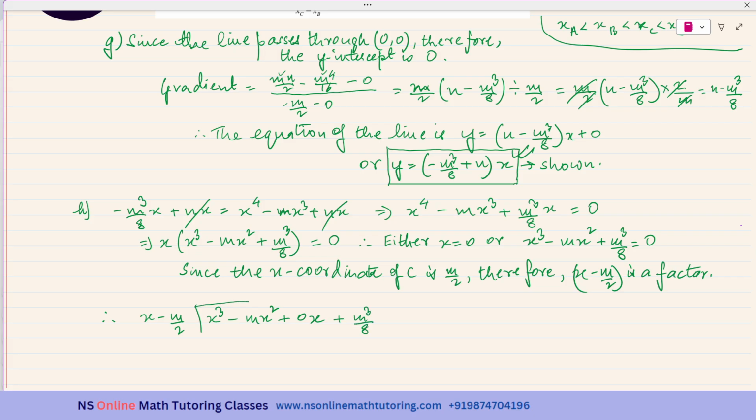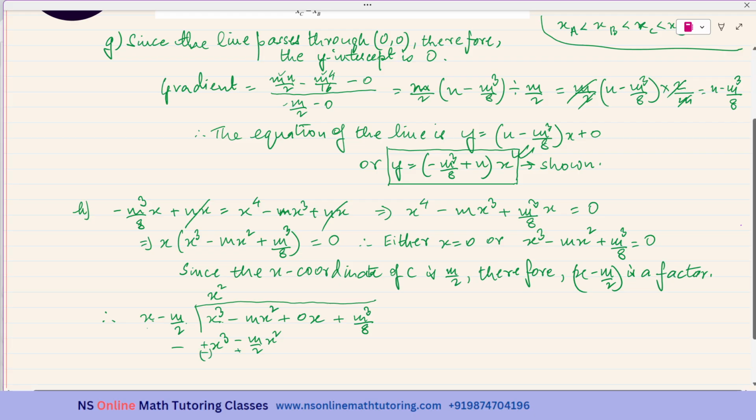Okay. And then I'll be dividing the first term of the dividend with the first term of the divisor. So I get the first term of the quotient. It is x square. And I'll be multiplying every term of the divisor with the first term of the quotient. So it is x cube. And I'll be writing the products under the like terms. So it is x cube and then x square times negative m over 2 is negative m over 2 x square. Okay. This is x cube and that is x square. So now I'll be subtracting. So I have to change the signs.